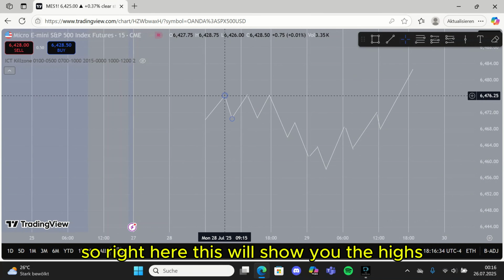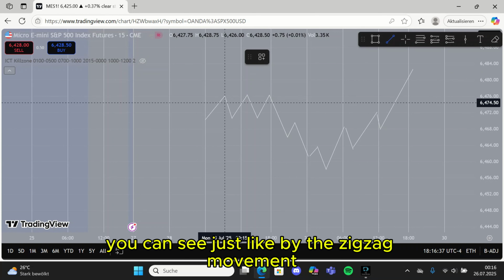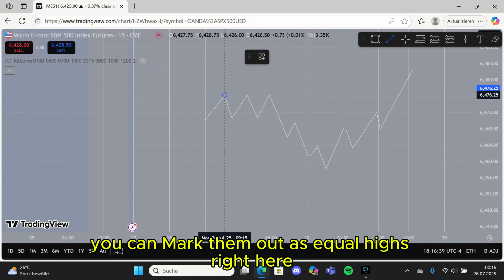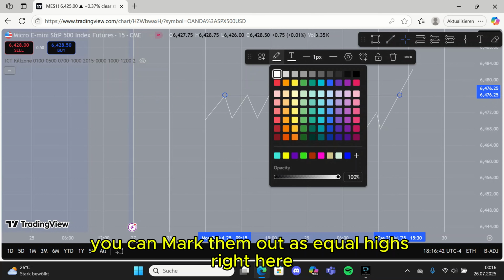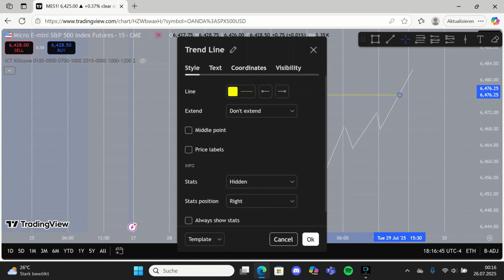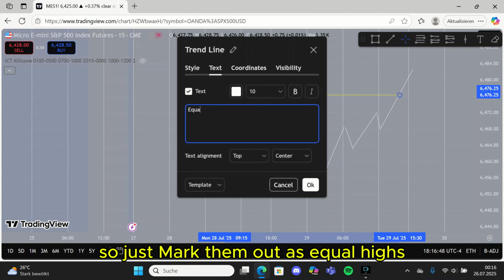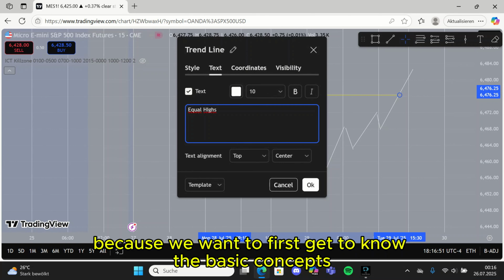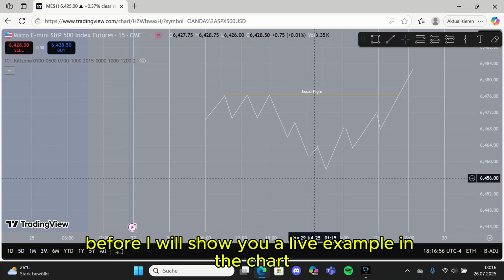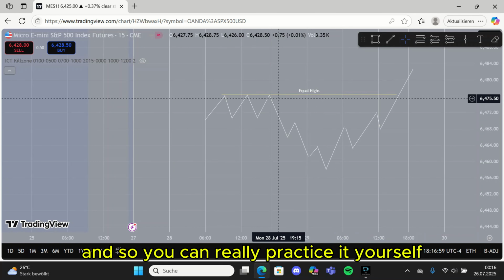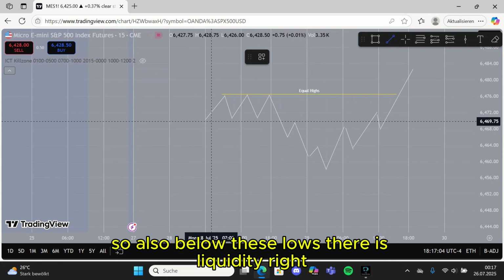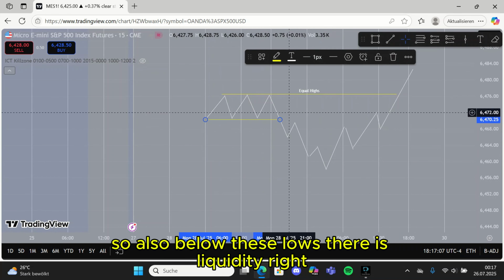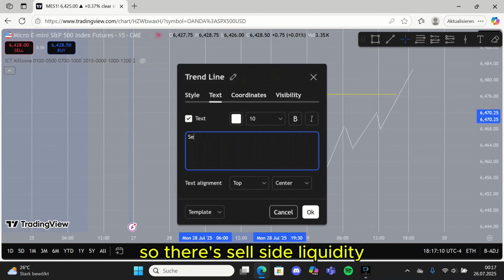So right here, this will show you the highs. You can see just like by the zigzag movement, these are the highs. You can mark them out as equal highs. Right here, this is really important. So just mark them out as equal highs because we want to first get to know the basic concepts before I will show you a live example in the chart, and so you can really practice it yourself. So also below these lows, there is liquidity, right? That's why it's yellow for me. So there's sell side liquidity.